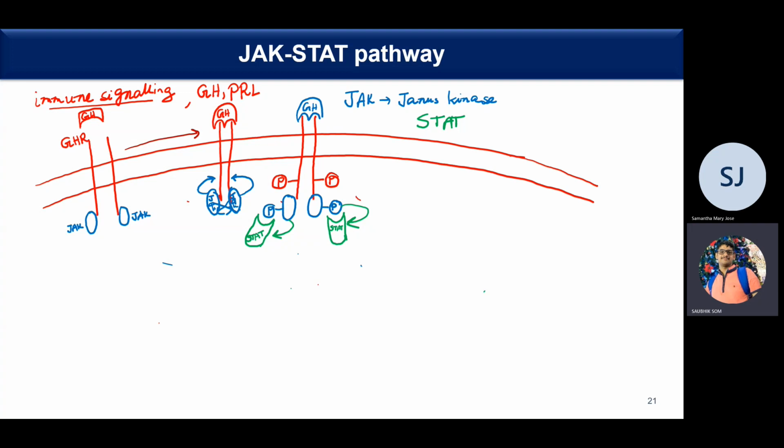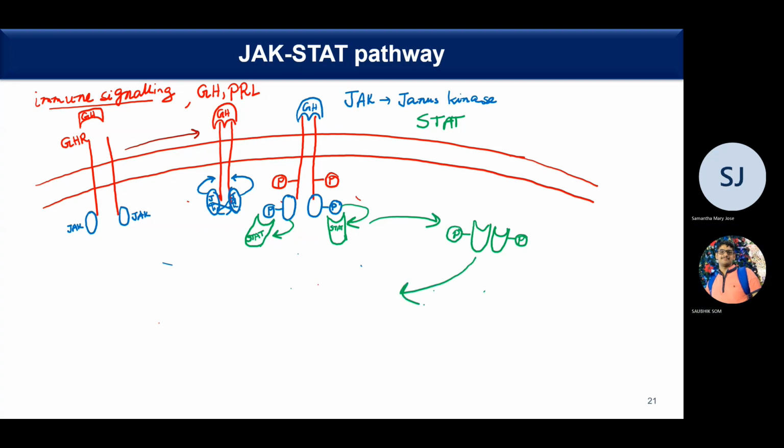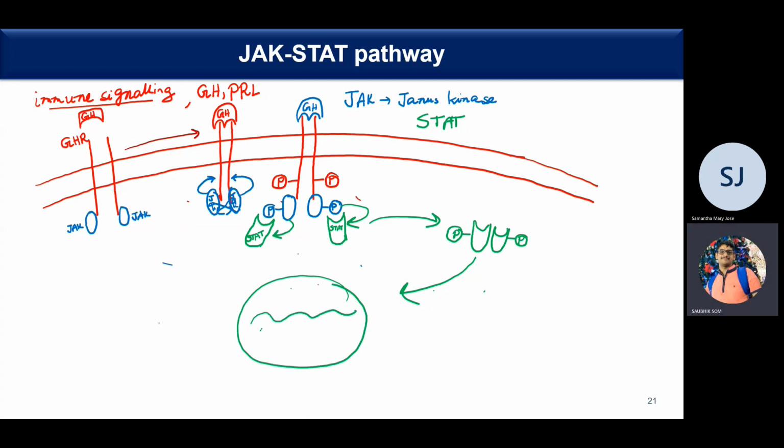Phosphorylated STAT proteins now can form dimers, like this. So the STAT proteins are forming dimers, and then this is my nucleus again. Inside the nucleus, I have DNA. These now act as transcription factors, go and bind, and activate the gene expression.